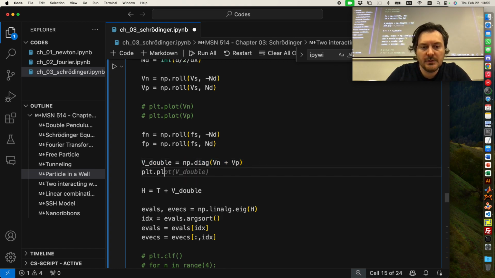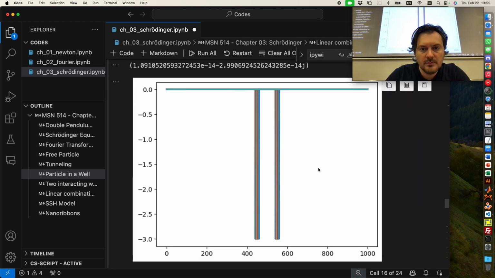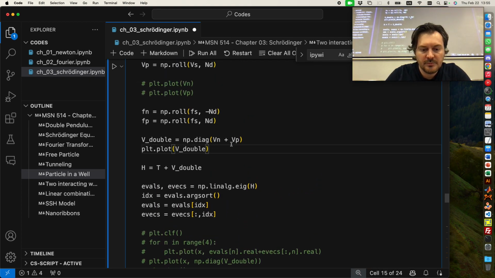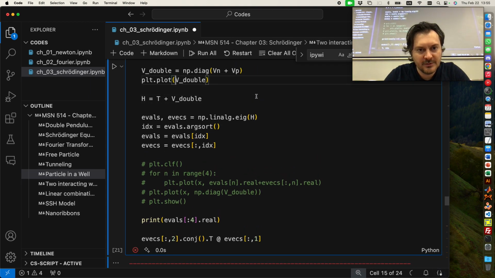Let me plot also this one. Oops. Okay. I should really put the diagonal of this one. Or how do I plot the diagonal of this one? Should I do it like this? Or the first one was correct? Let me just check. If it doesn't work, no worries.